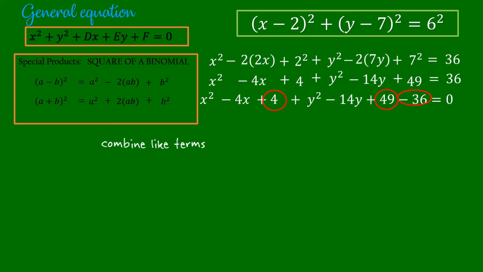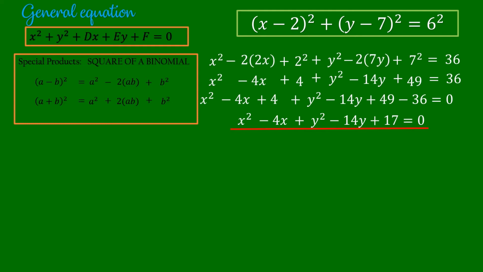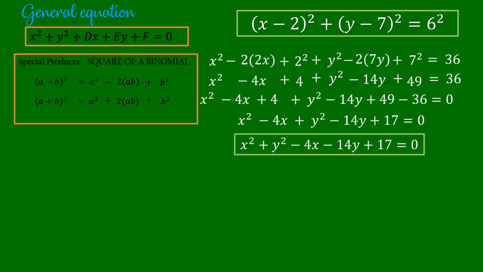So from this equation, we combine like terms. 4 plus 49 is 53, minus 36, that is 17. So our equation becomes x squared minus 4x plus y squared minus 14y plus 17 equals 0. Now we have to rewrite this equation into this form. So this will become x squared plus y squared minus 4x minus 14y plus 17 equals 0.